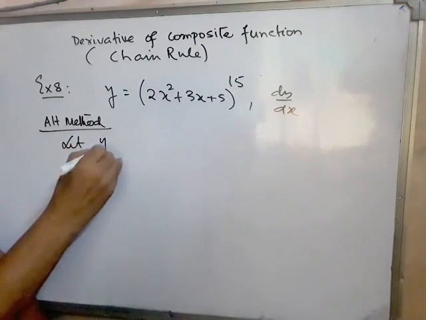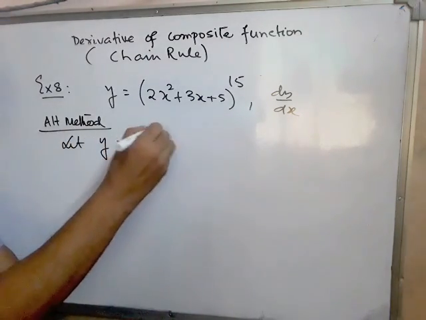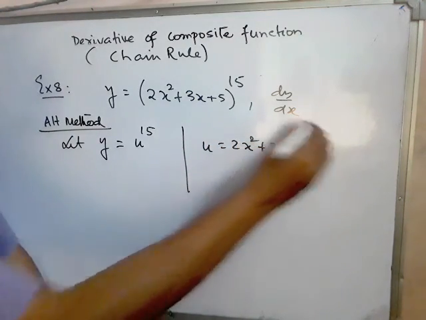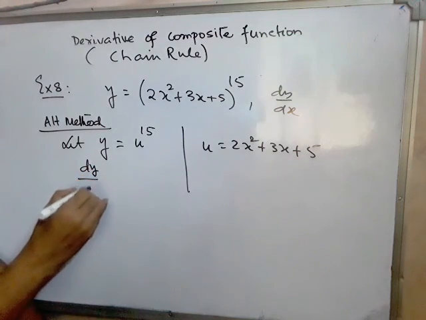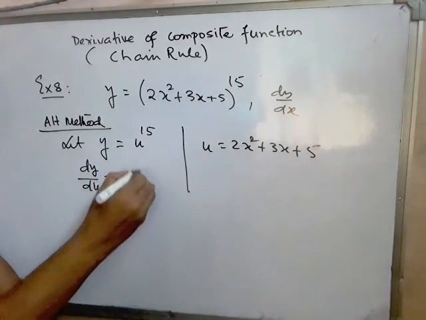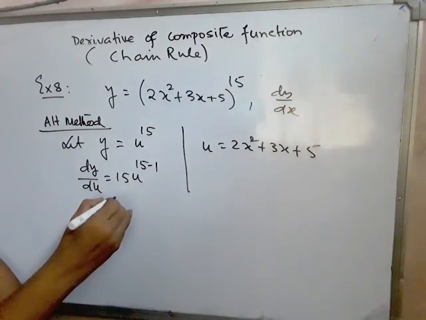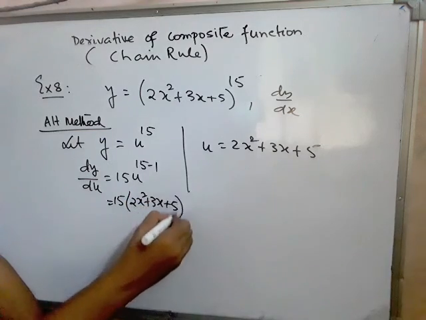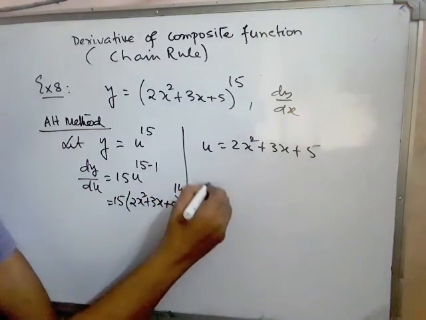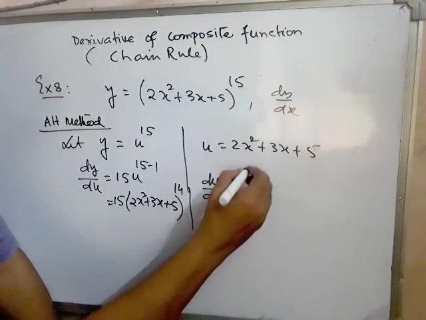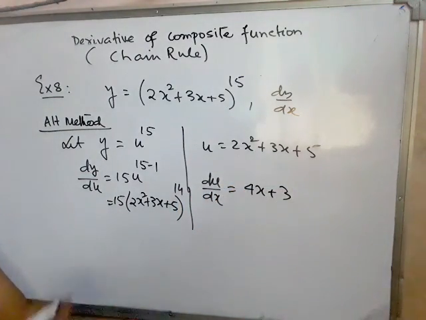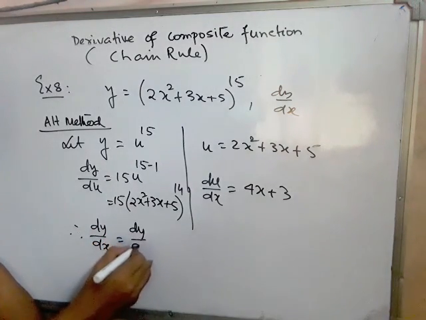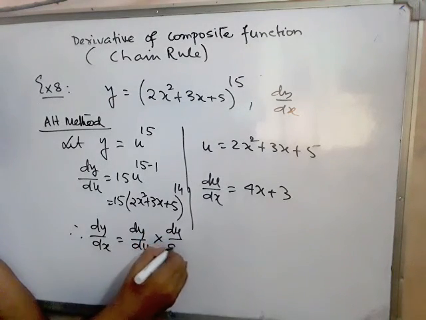Let y equal to u to the power 15 and u equal to 2x square plus 3x plus 5. Therefore, dy by du equal to 15u to the power 15 minus 1. As a result, 15 into (2x square plus 3x plus 5) to the power 14. And here du by dx equal to 4x plus 3. Therefore, by chain rule, dy by dx equal to dy by du into du by dx.